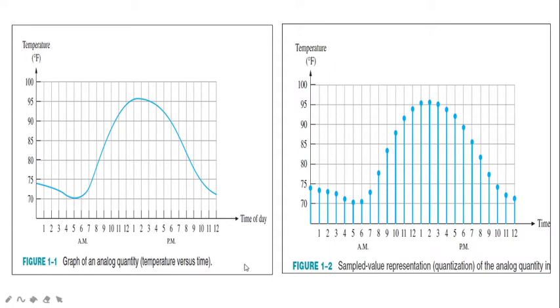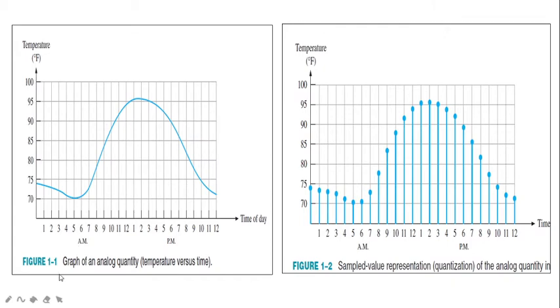Now if we plot a graph of the temperature on a typical summer day, you would have a smooth and continuous curve similar to the curve which we are seeing in figure 1 of 1. Fine.